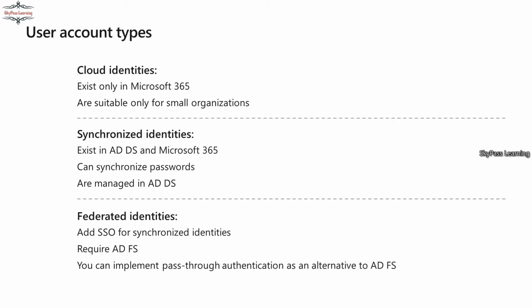And then the last one is the federated identities. In the federated identities, you have to integrate your Active Directory Federation Services or ADFS, and that must be deployed in your on-premises environment, and your user authentication request will be passed from Microsoft 365 to on-premises for authentication. It's most commonly used for large organizations, and you can even implement the pass-through authentication method. This is an alternative to ADFS, where you do not require ADFS services, but for complete federation authentication you have to maintain your ADFS environment also.